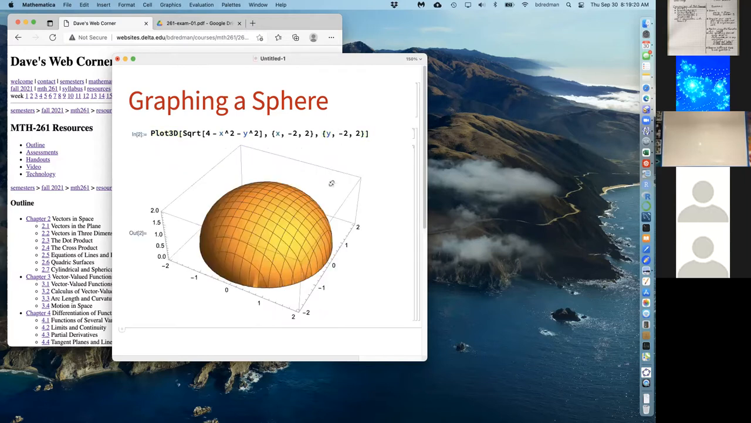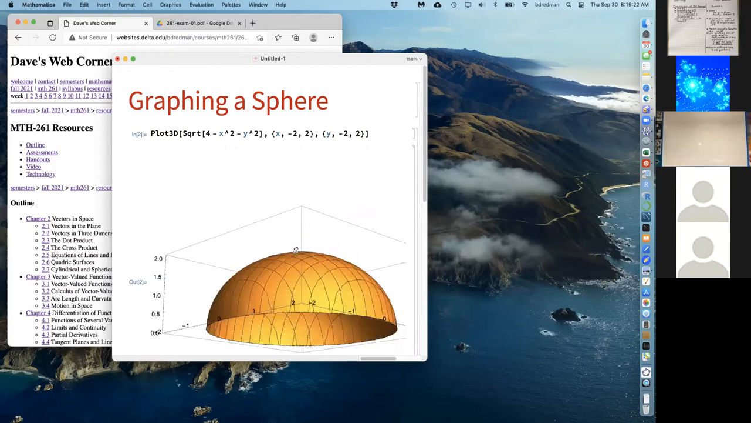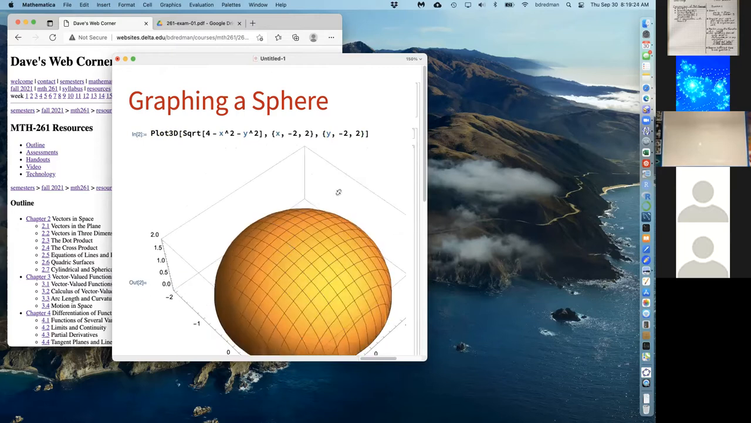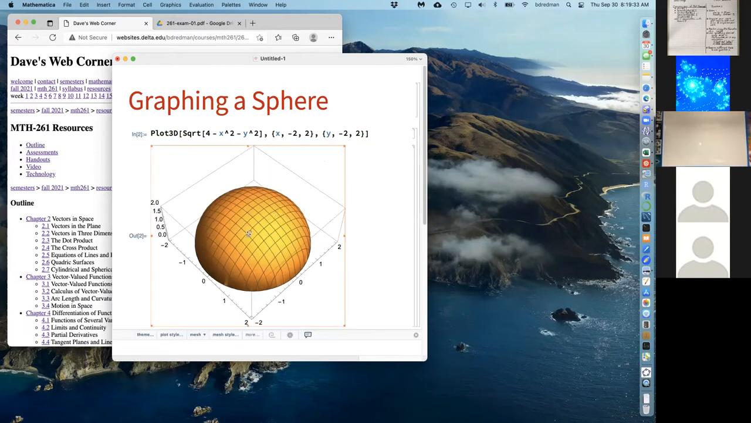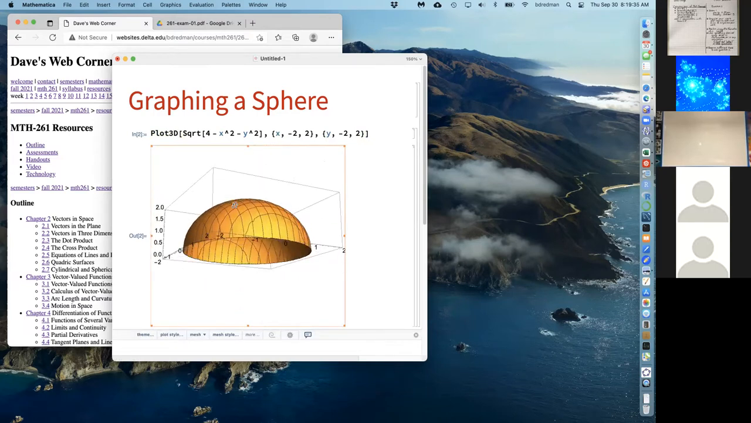Okay, try again. Oh my goodness, it's a sphere, or it looked like part of a sphere. Let me shrink it so we can get a better handle on it. There we go. Well, I understand what's missing. What's missing is I only graphed the upper half of the sphere.